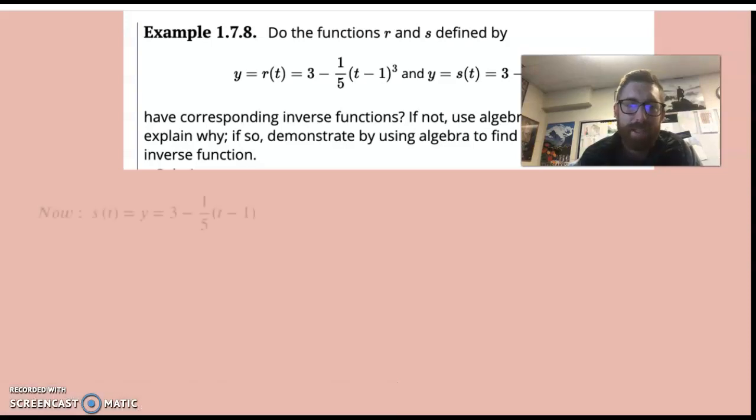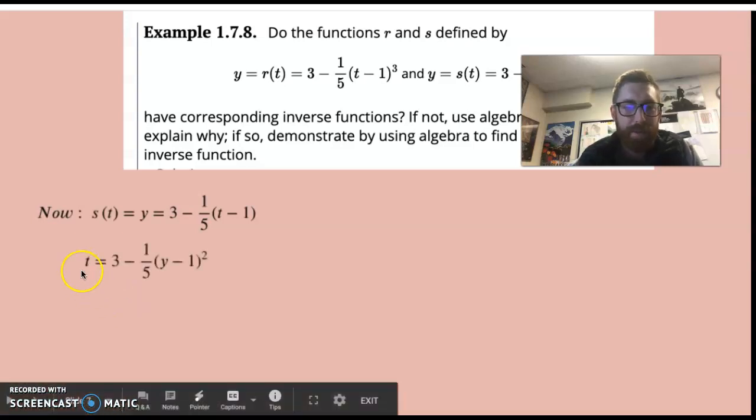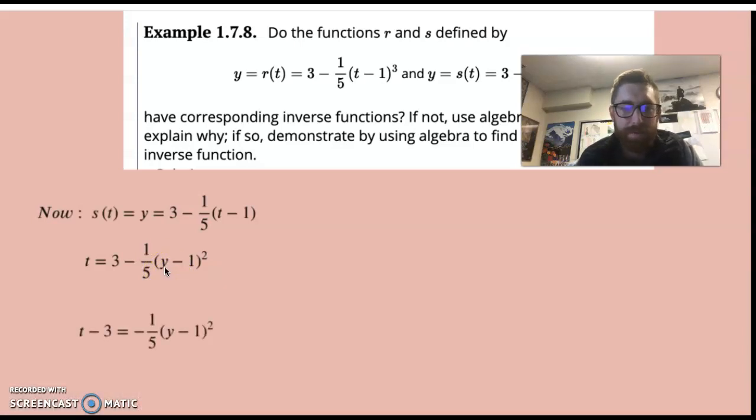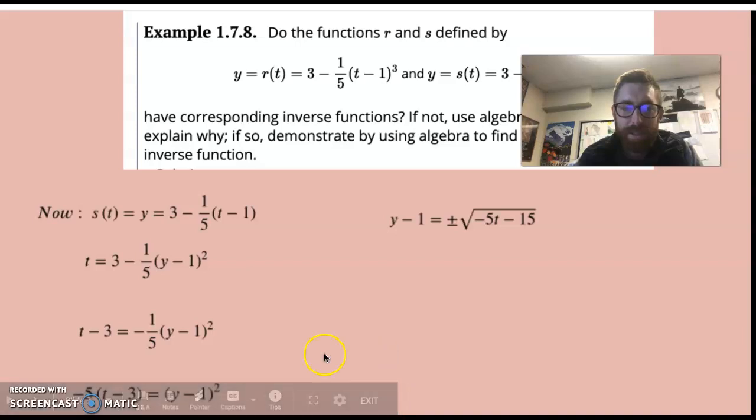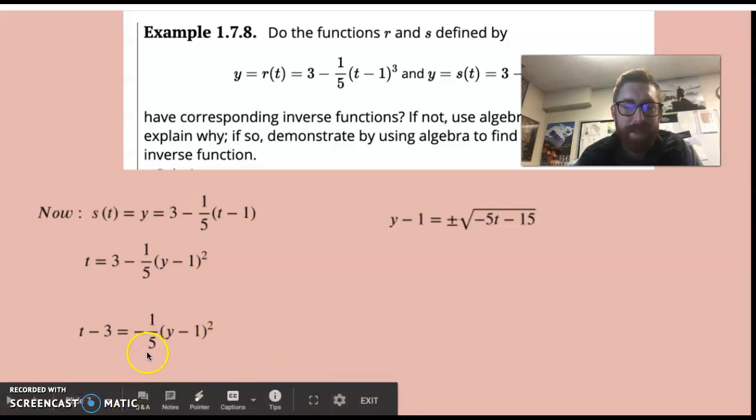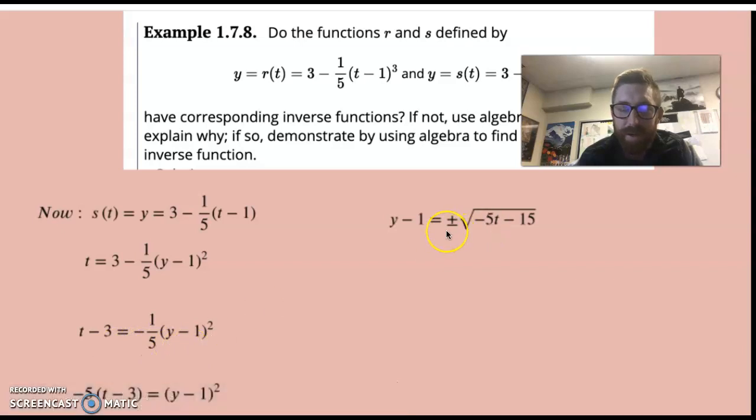Now if we compare that to this guy, s of t, again, we flip-flop, so I'm going to write the t where the y was and the y where the t was, and then I have to solve for y. So I'm going to go ahead and subtract 3 from both sides. I have to get rid of the negative 1/5, so I have to multiply by negative 5 on both sides. Nope, you can't see it. It's down there. I guess you'll have to trust me. I multiply by negative 5 on both sides, and then I have to take the square root of both sides. And remember from Algebra 2 and Algebra 1, whenever I take the square root or a fourth root or a sixth root or any even root, it's going to have that plus or minus that follows it.